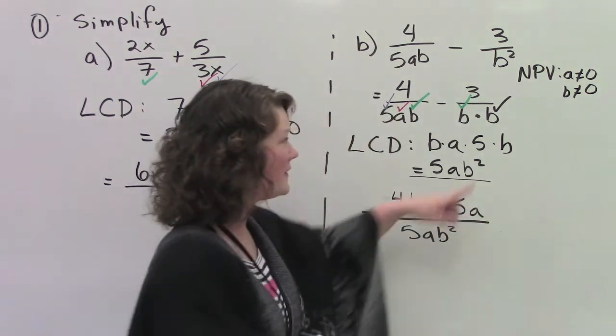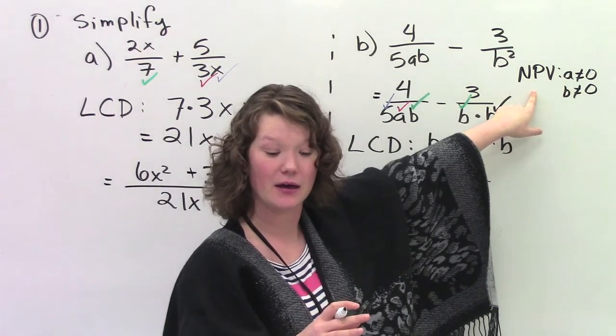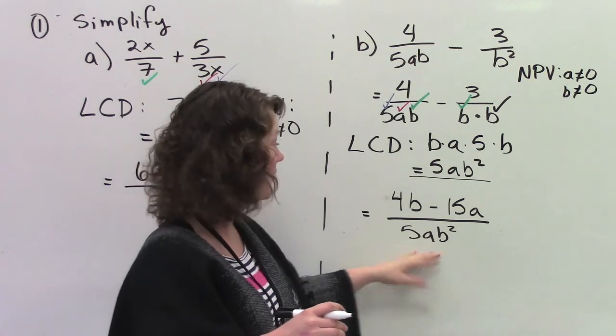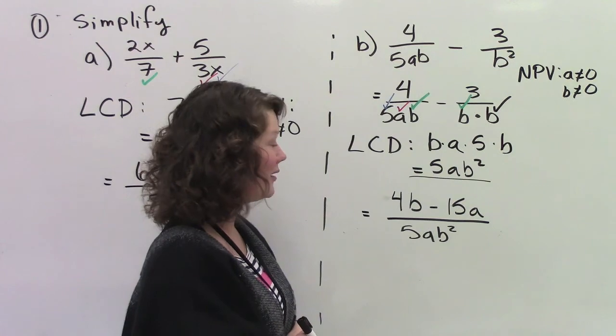15a. I've stated my non-permissible values, which are always necessary in this sort of question, and I've simplified it as best as I can. There's not a common factor that I can factor out of all of these, so I'm done.